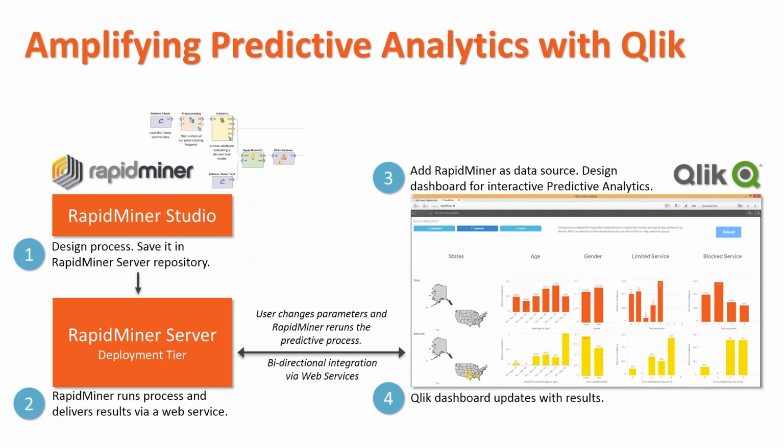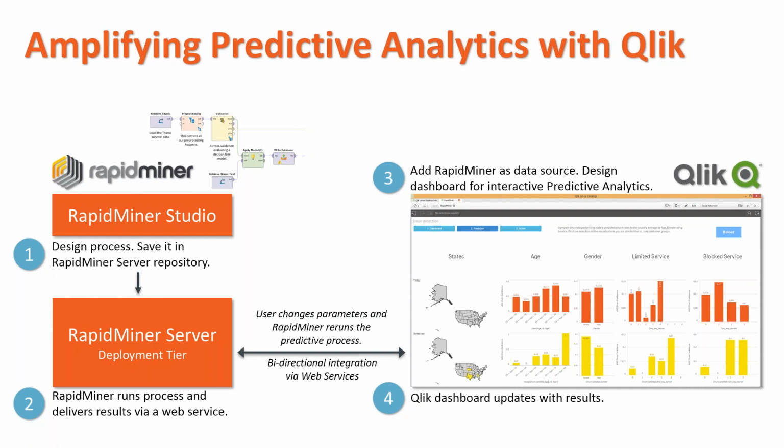Now on the Qlik side, you add this RapidMiner web service as a data source. You design a dashboard like you always would in Qlik or in Qlik Sense. And then whenever you make a selection, you can also feed it through this mechanism into RapidMiner processes, so basically react to user selections and whatever the user is most interested in, do all kinds of processing, and deliver the results back to Qlik.